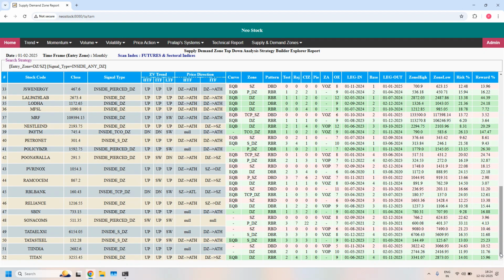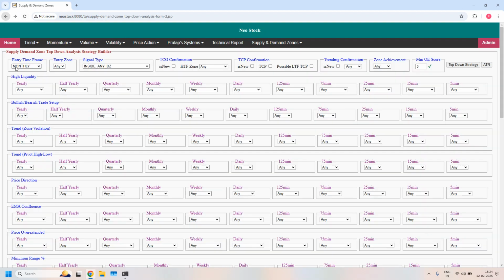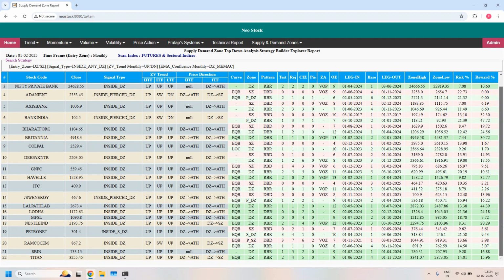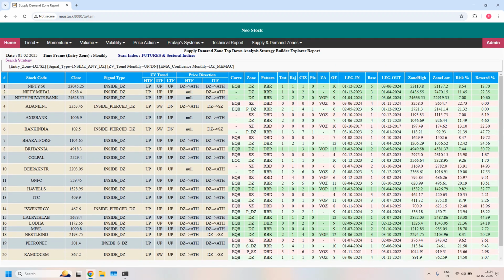So total 52 stocks. We can further filter this list based on monthly demand zone having monthly EMA confluence. So I set the filter, and trend on monthly time frame should be either up or down. With these filters, we got 22 stocks out of 52. So first 20 stocks.